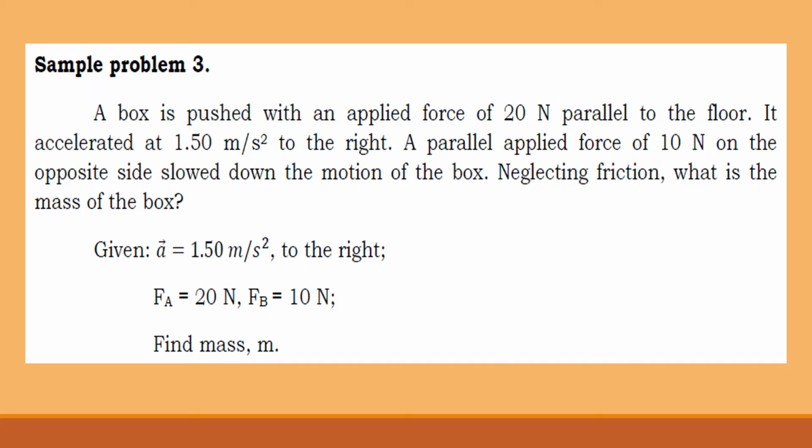So first, identify the given. First given is 20 newton. That will be the force A, because there are two forces. We have force A and force B. The second force that we have to remember is the 10 newtons. That will be identified as force B. That is opposite to the 20 newtons. So when we say opposite, this is negative 10. So FA is positive 20. FB, force B, is negative 10 because that is opposite to the applied force. Another given is acceleration, that is 1.50 meter per second squared. So a is equal to 1.50 meter per second squared to the right.